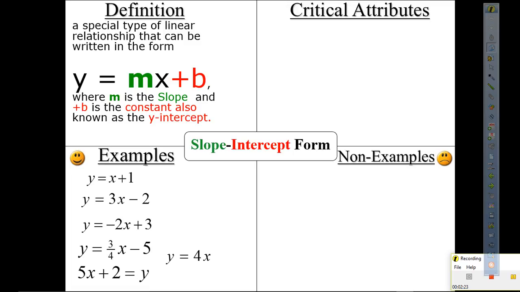Tell your neighbor the slope-intercept form. All right, thank you. Writing utensils down, please. Look up to the screen. Okay, here we go. Look up to the screen, please.